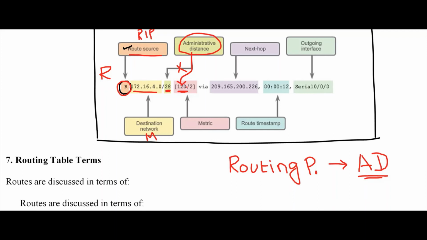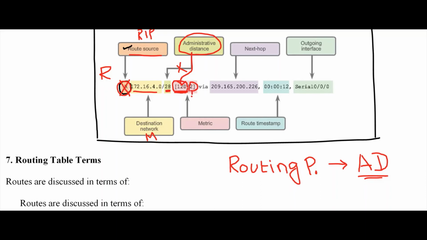Now, by seeing this, I will tell this is RIP. I don't want to see this R. Even if you close that R, if you just remove that R, I can tell this is a RIP protocol. Why? Because the administrative distance value of the RIP protocol is 120. Then the next one is going to be the metric.